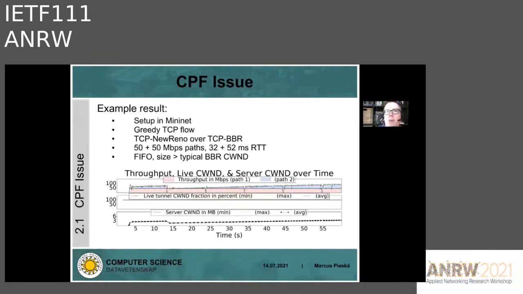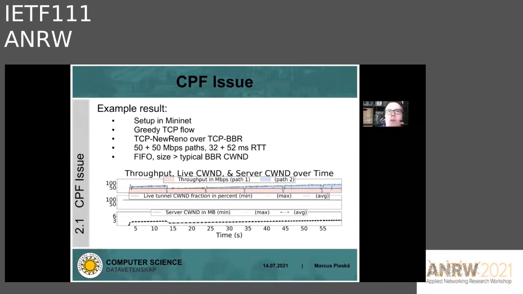A simple example will hopefully illustrate the issue. In this case, we are running a user space multipath tunnel with each individual path being managed by a TCP instance in the Linux kernel. The topology previously shown is set up in Mininet with the capacity of each path being 50 megabits per second and with a moderate delay asymmetry. A download is initiated using a greedy TCP application. Thus, in this case, we tunnel TCP New Reno over TCP BBR, as it offers an easy analysis.